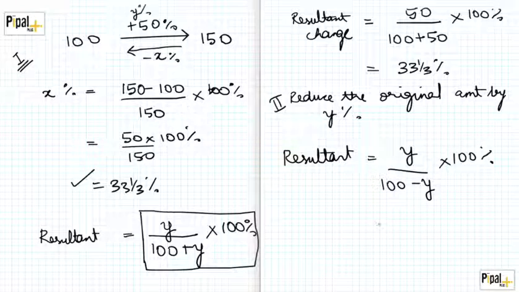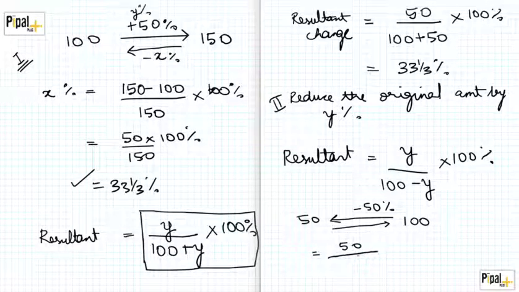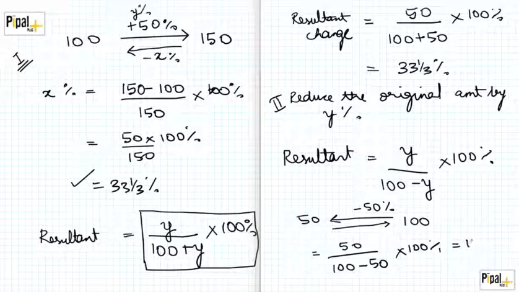So let's take an example. If we had started from 100, and we reduce 100 by 50%, we arrive at 50. Now by how much should I increase this to arrive back at 100? My answer is going to be 50 divided by 100 minus 50, into 100%, which is equal to 100%. That means I must increase 50 by 100% to come back to the original number 100.